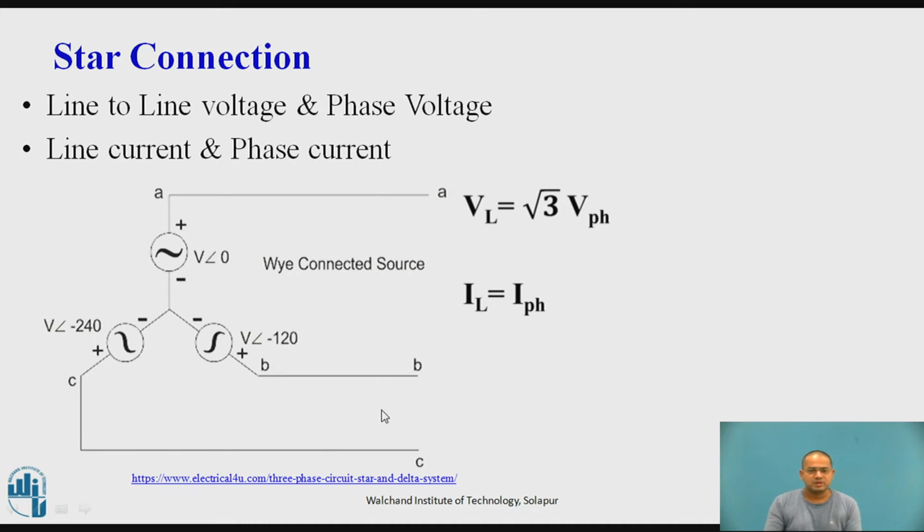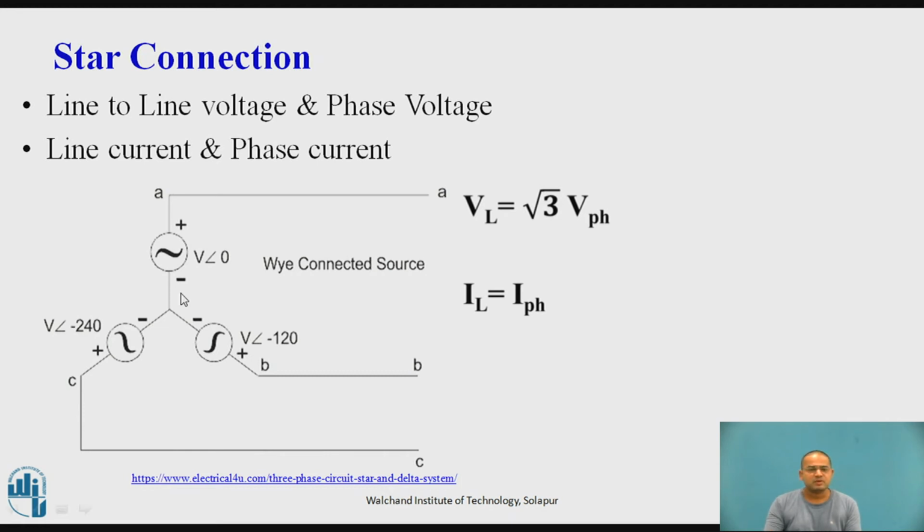The voltage between line and line is called the line to line voltage, or simply the line voltage. The current which flows in the line is called the line current. And the current which flows in the coil is called the phase current. It is a current in the coil, but normally it is called the phase current.